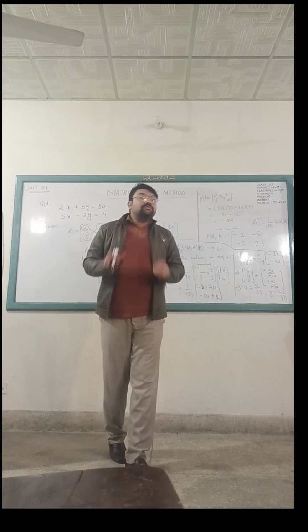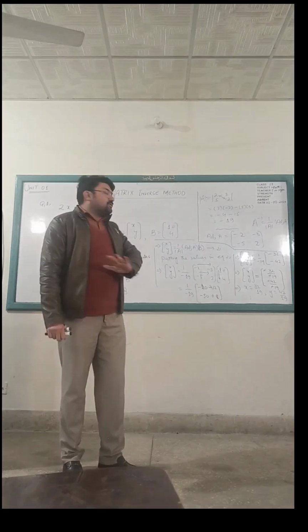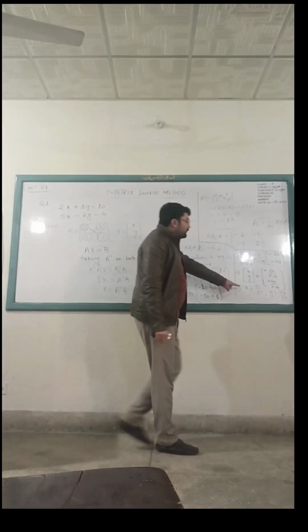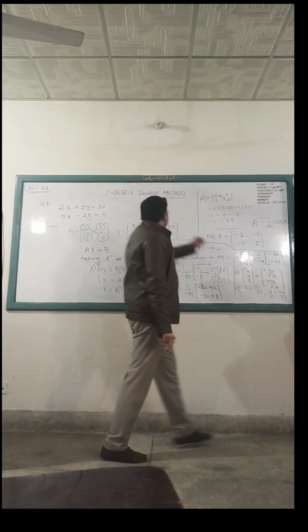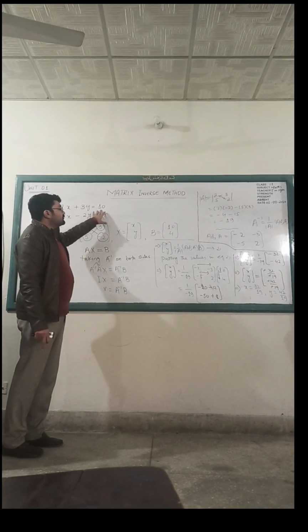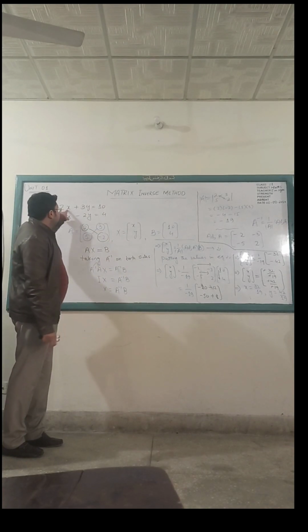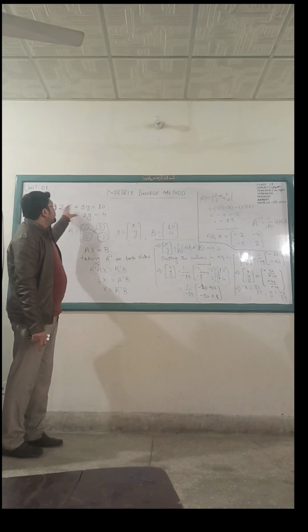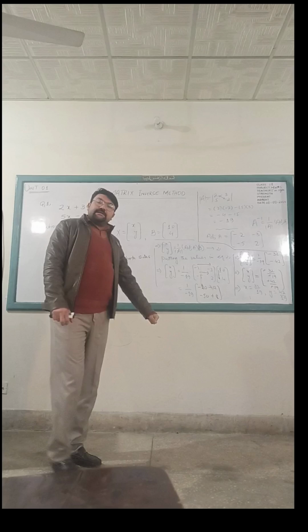And if you want to check whether your answer is correct or not, for that purpose you will put x and y in one of the equations. Just like 2x plus 3y is equal to 10, you will put the value of x here and the value of y here. If you get 10, it means your answer is correct.